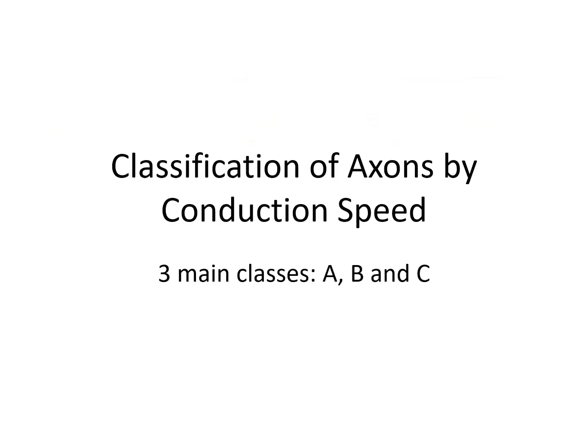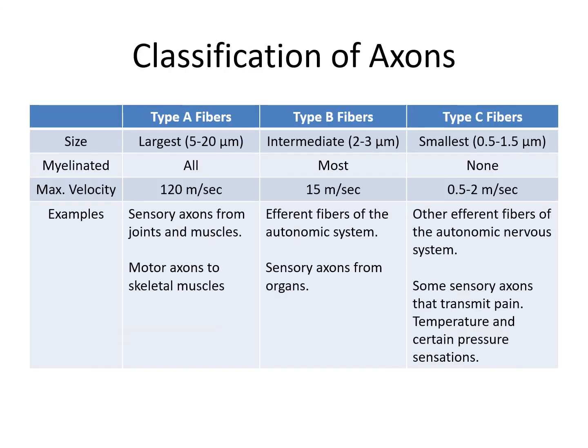Now, there are different types of axons classified by their conduction speed. There are three main classes: A, B, and C. So here I made you a table of type A fibers, type B fibers, type C fibers. And notice that there are different sizes. Type A is the largest, type B is the intermediate size, type C is the smallest. Now, type A fibers are nearly all myelinated, type B fibers are mostly myelinated, and type C fibers are not myelinated at all. And you can now predict their conduction speeds.